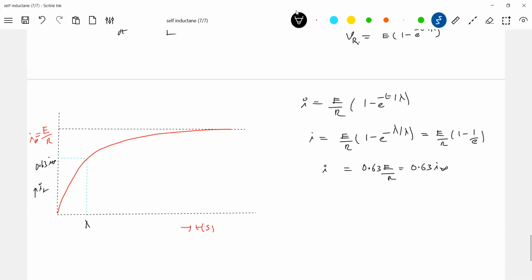So when do we get the final current? Practically after 5 lambda, theoretically at infinity. Check it: put t equal to infinity, then we get I equal to E by R, a constant current. But practically after 5 lambda, the current through the coil will be almost constant. Theoretically it should be infinity. And we define the time constant as the time taken for the current.